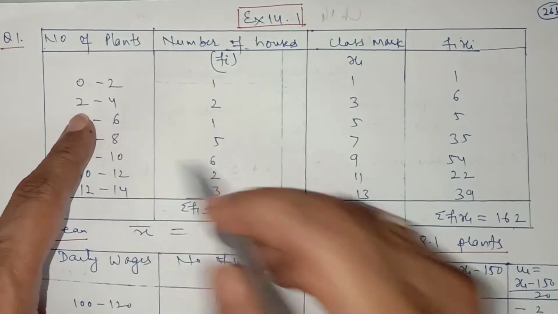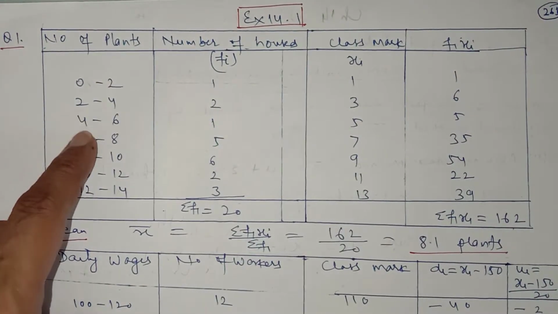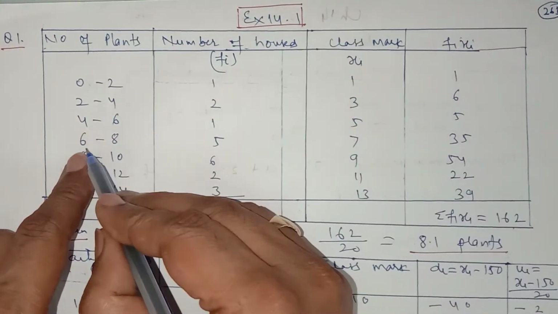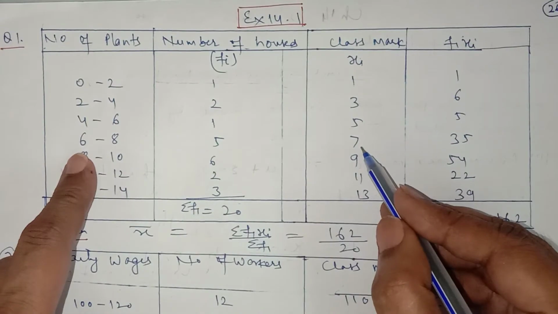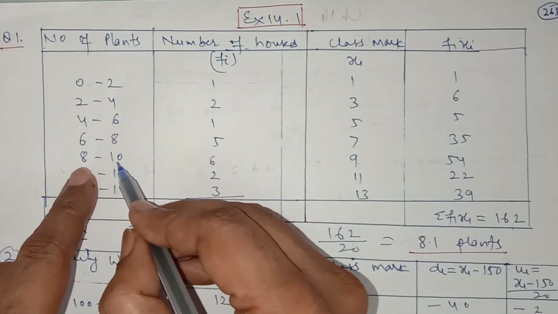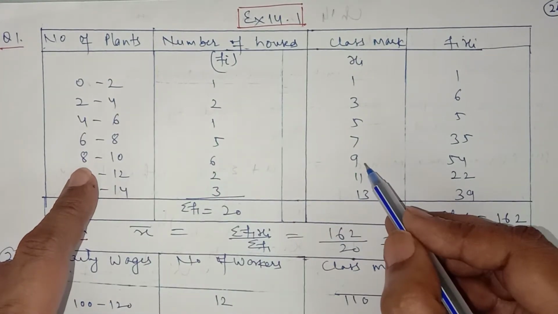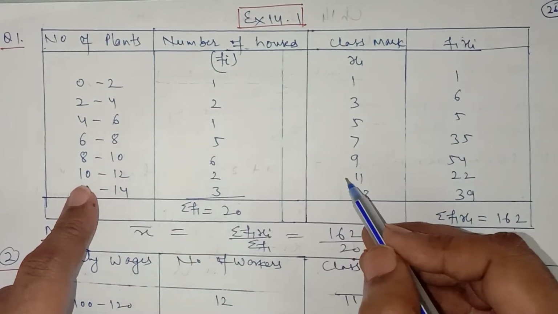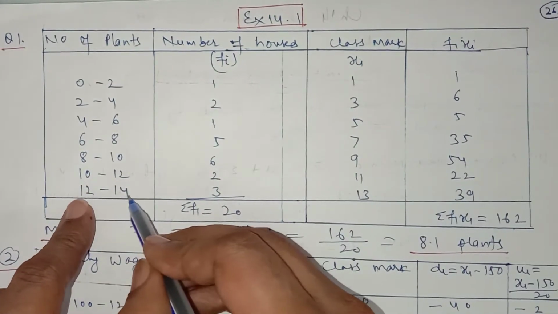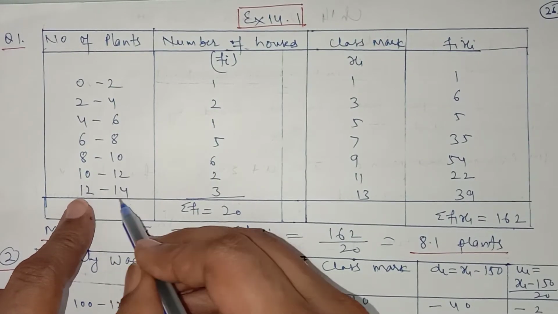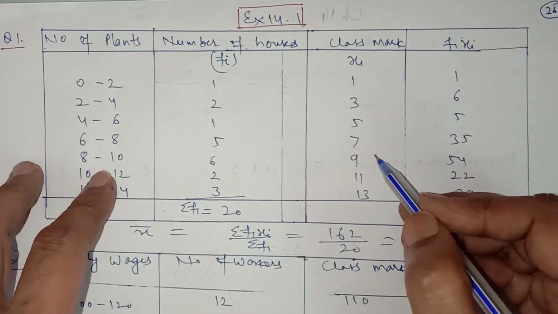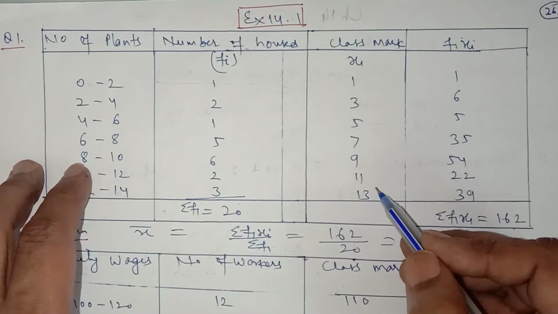2 plus 4 upon 2 is equal to 3. 4 plus 6 upon 2 is equal to 5. 6 plus 8 upon 2 is equal to 7. 8 plus 10 upon 2 is equal to 9. 10 plus 12 upon 2, that is 22 upon 2, is equal to 11. 12 plus 14, 26 upon 2 is 13. These are the class marks, or we call them xi. This column is for xi.